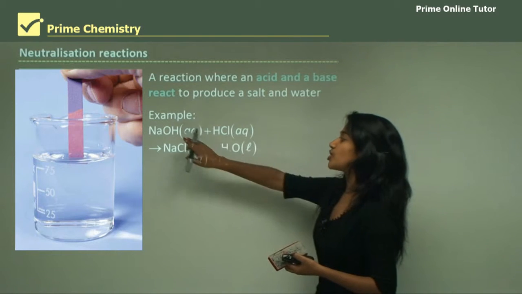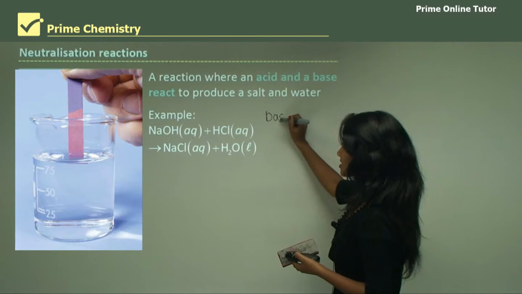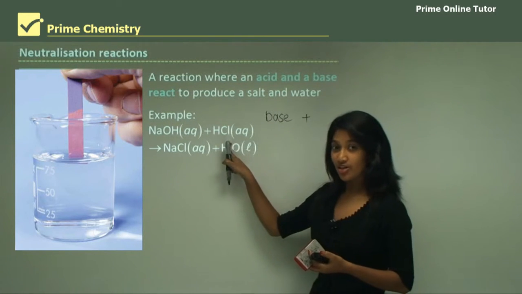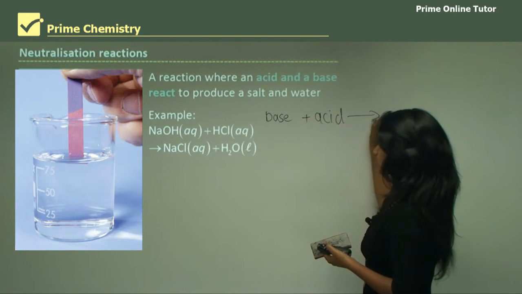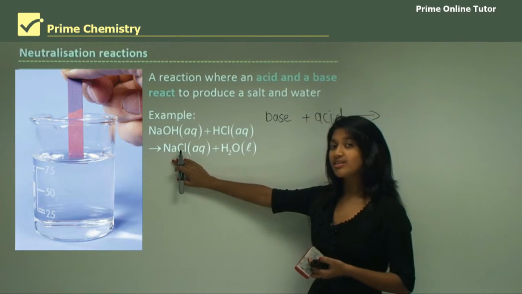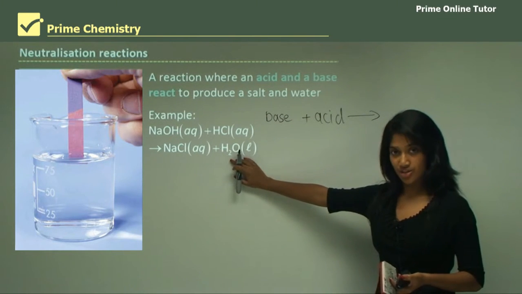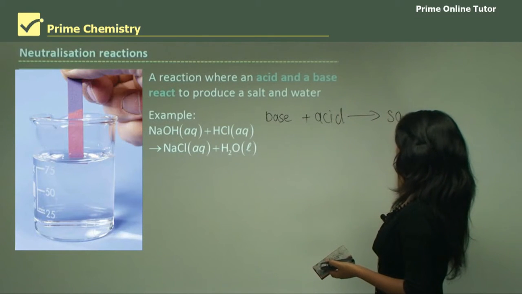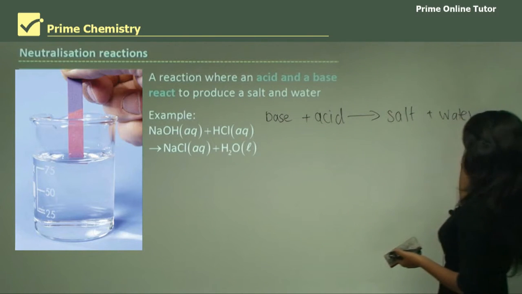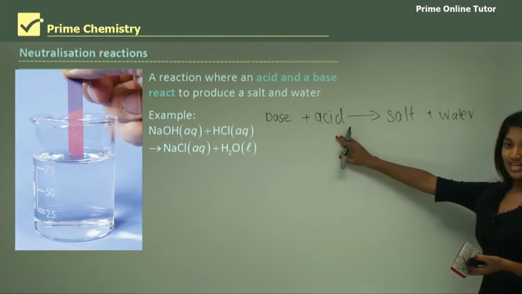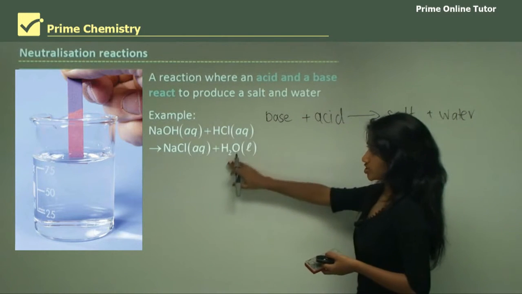Now you know that sodium hydroxide is a base. So we have a base reacting with an acid, because hydrochloric acid is an acid, and they are forming NaCl. NaCl is sodium chloride. So sodium chloride along with water, which is H2O. Sodium chloride is a salt and water is also a product, as you can see. So base plus acid would give you a salt and water. Now this is the equation.